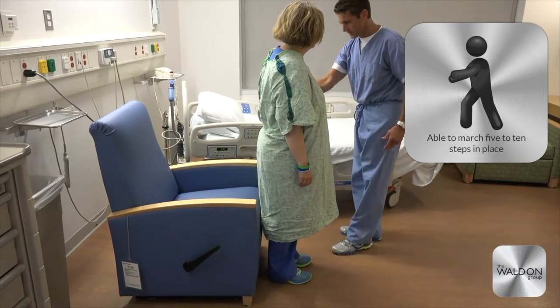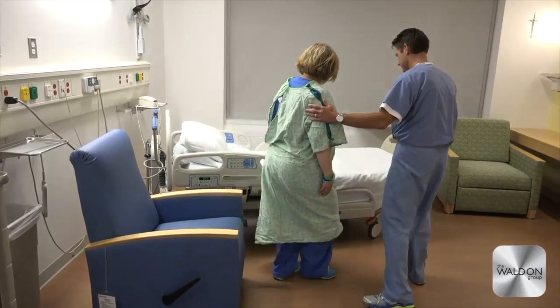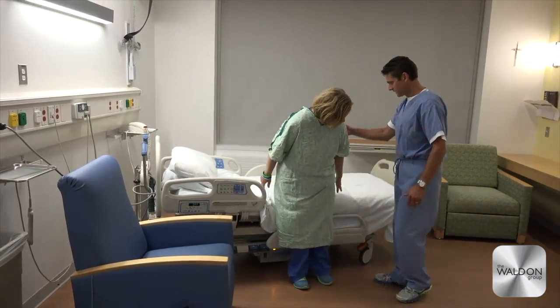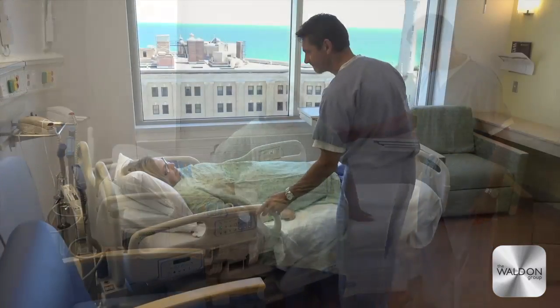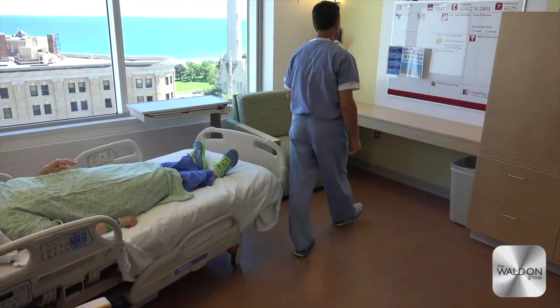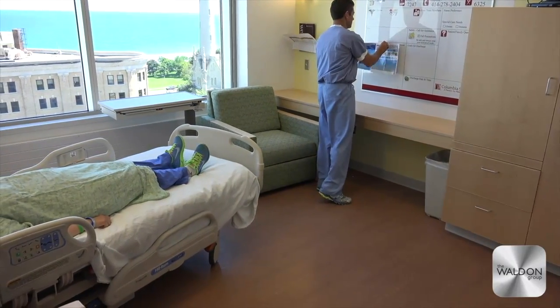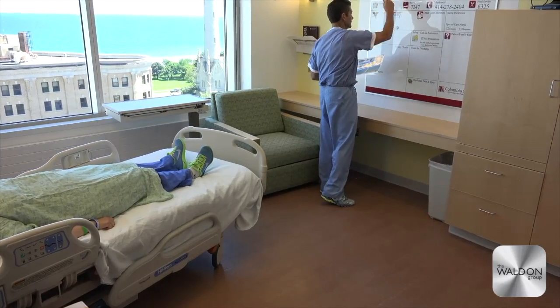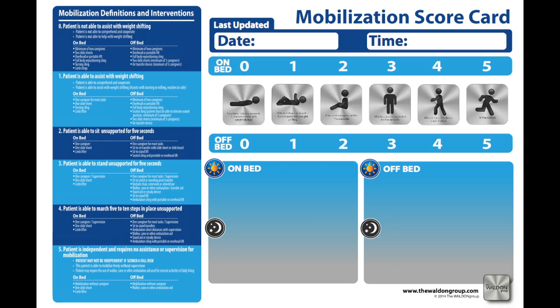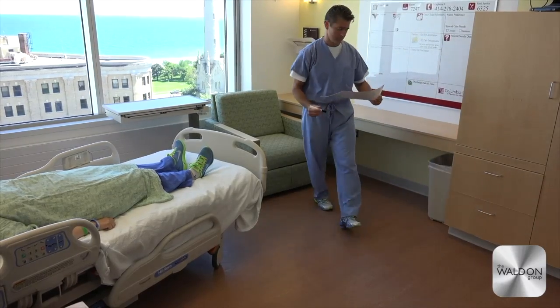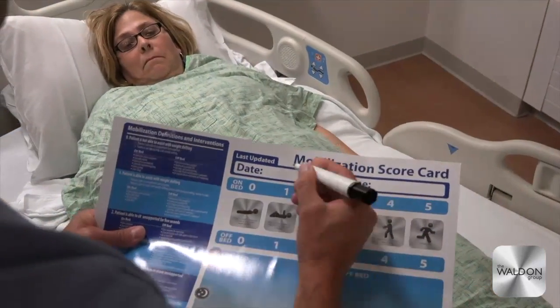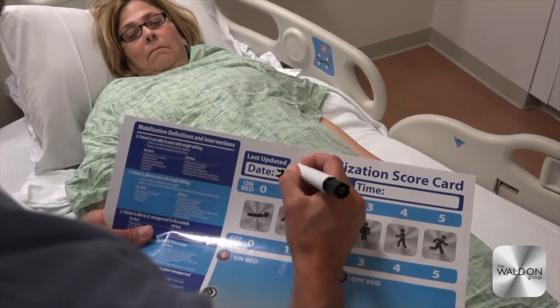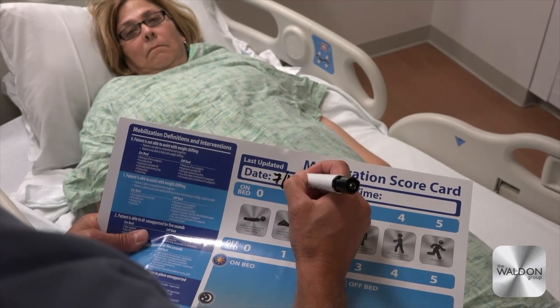Once the patient level is identified by the care provider, the bedside mobilization scorecard will need to be updated. The bedside mobilization scorecard may be updated by any caregiver assisting with patient mobilization tasks. First, the caregiver will update the date and time. Next, the caregiver will circle the patient's score on the bed and off the bed.